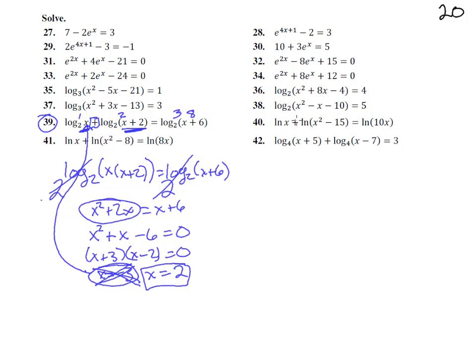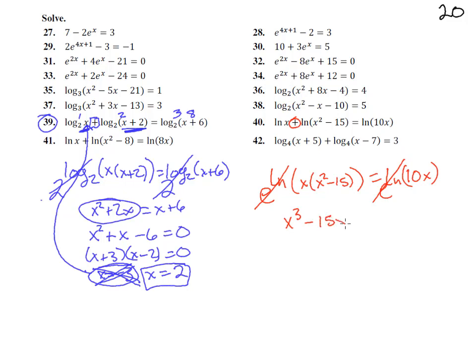Same situation. We're going to combine these into one logarithm using our rules. So we get ln of x times x squared minus 15. Ooh, that's going to be a cubic when we get there. Ln of 10x. All right, so how do we undo natural log? Well, we take e to the, this is base e, so we e to the both sides. We get x cubed minus 15x equals 10x.